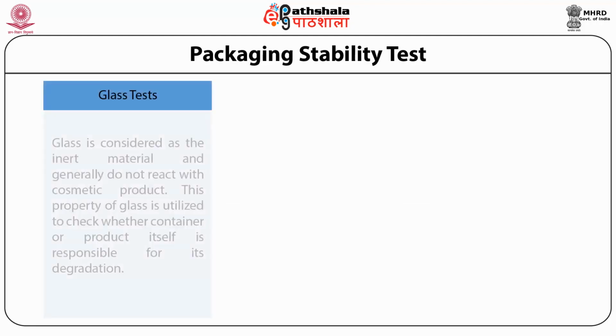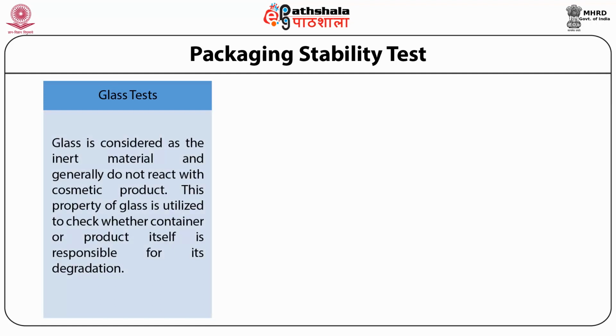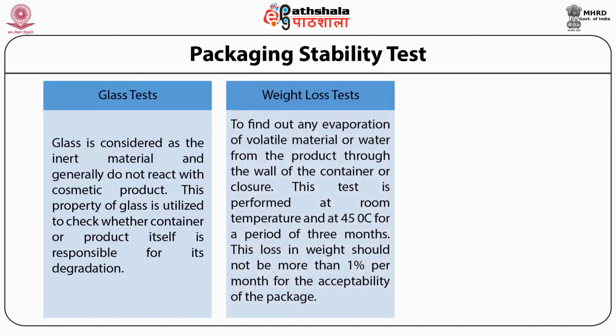Glass test. Glass, being inert, does not interact with cosmetic products, so this property of glass is utilized to check whether the container or the product itself is responsible for its degradation. The weight loss test is helpful for finding out any evaporation of volatile material or water from the product to the container or closure. Duration of this test is 3 months and is done at room temperature and at 45 degrees Celsius. This loss in weight should not be more than 1% per month for the acceptability of the package.